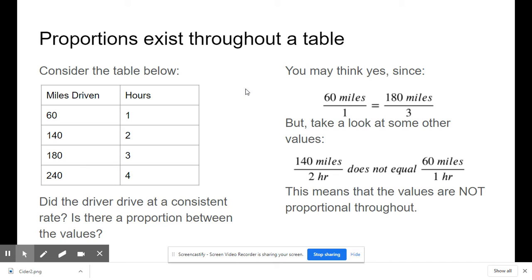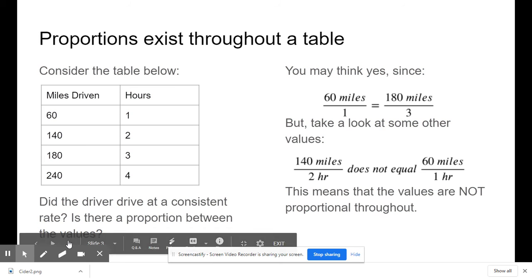But take a look at one other value. 140 miles over 2 hours does not equal 60 miles in 1 hour. So that means that the values are not proportional throughout. It also means that the driver sped up a little bit to go 140 per 2 and then slowed back down.